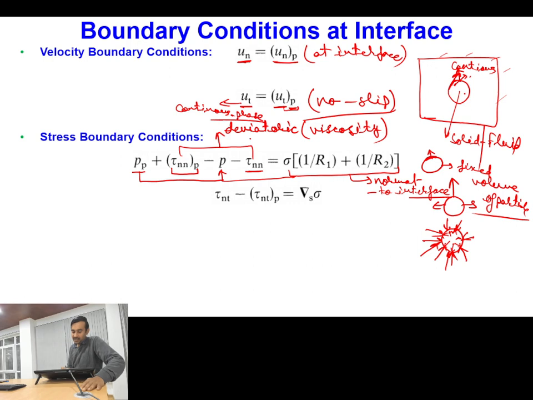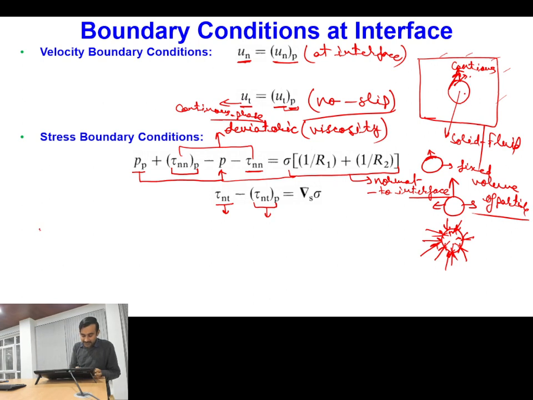Okay, because when I have talked about the deviatoric stress tensor, it does not give only normal forces, but it also gives the tangential forces, shear forces, and majorly the magnitude comes in terms of shear forces. So that's why this tau nt is shear stress in the continuous phase, minus tau nt is shear stress in the particle phase, and these two shear stresses will be balanced by the tangential force because of the surface tension. Okay, so how will the tangential force come because of the surface tension?